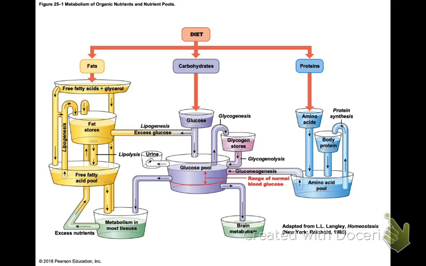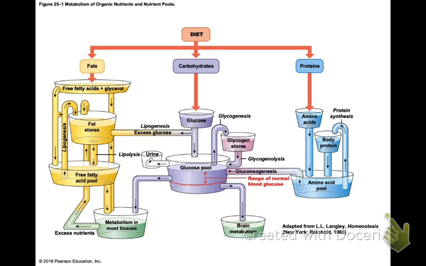Fats get broken down to free fatty acids and glycerol. They're going to be put into your fat stores through a process called lipogenesis, which is making fats from the free fatty acid pool. If you have excess glucose, look at the middle, from the carbs in your diet, that glucose can shift into the fat reserves through lipogenesis. And then into the glucose pool and into glycogen stores, which are going to be in your liver and skeletal muscles through glycogenesis.